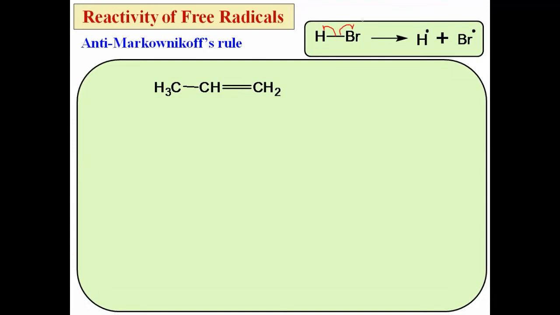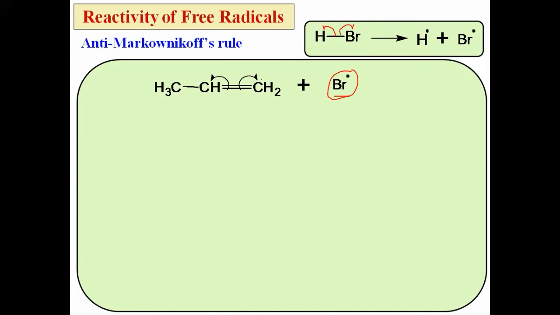Okay, now that bromine free radical combines with the unsymmetrical alkene. In the presence of bromine free radical, the pi bond between these two carbons undergoes breaking. This is also homolytic bond breaking. One electron goes towards one carbon, another electron goes towards another carbon. Okay, now this bromine free radical in the first step combines with that alkene.